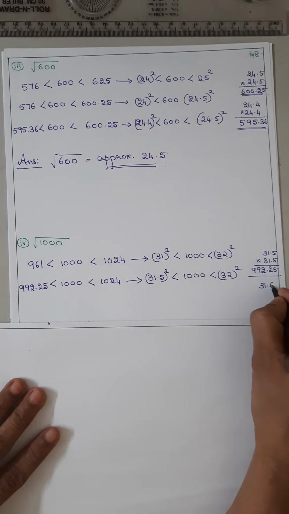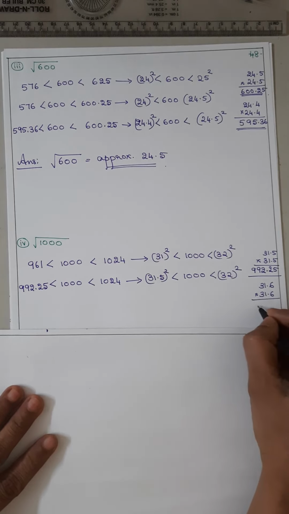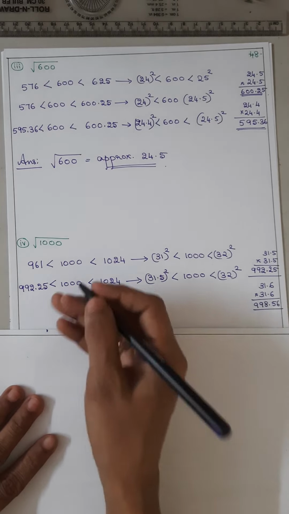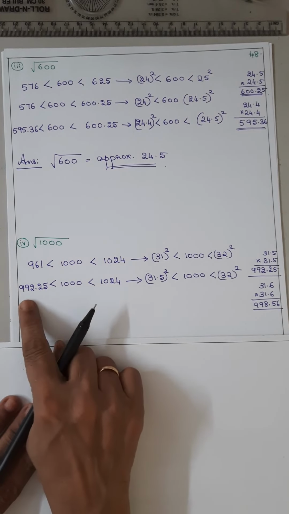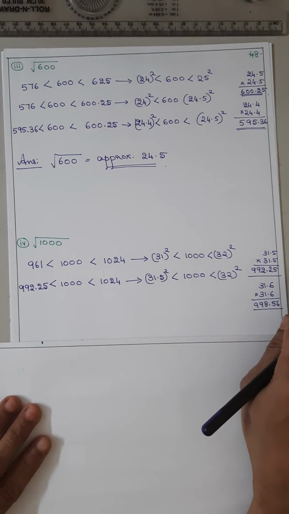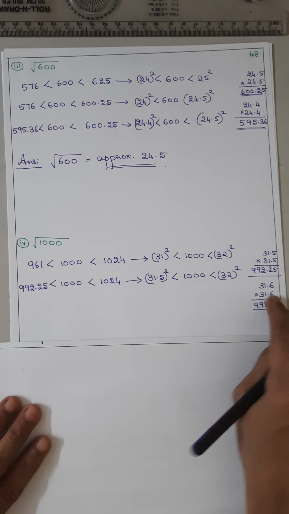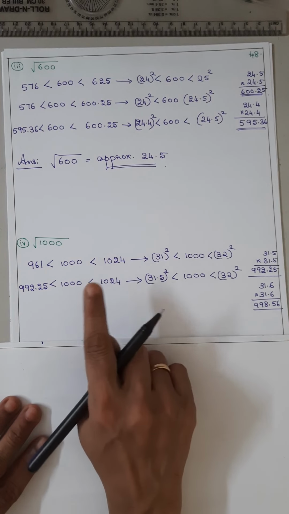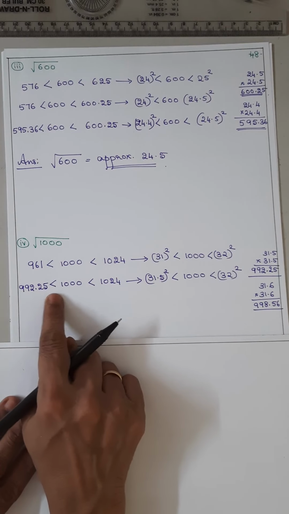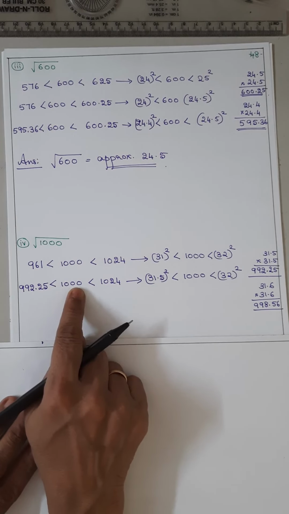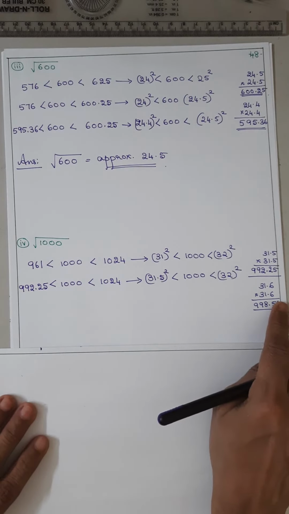Now you can think of 31.6. 31.6 मल्टीप्लाई करके देखो, आपको आएगा 998.56. It is nearer to 1000. So इधर लेफ्ट में आया, इसके लिए हम एक डेसिमल बढ़ा के ट्राई करने का. राइट साइड में आएगा तो एक डेसिमल कम करते जाने का. लेफ्ट साइड में आएगा तो एक डिजिट बढ़ाते जाने का, क्योंकि you have to go near to 1000, isn't it? Hope you are understanding.